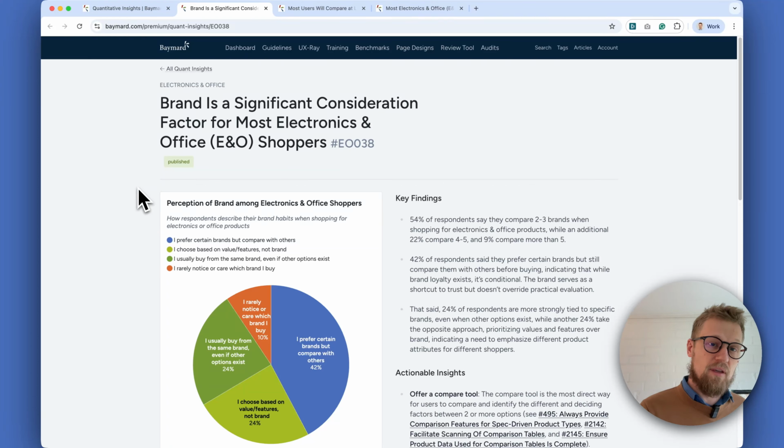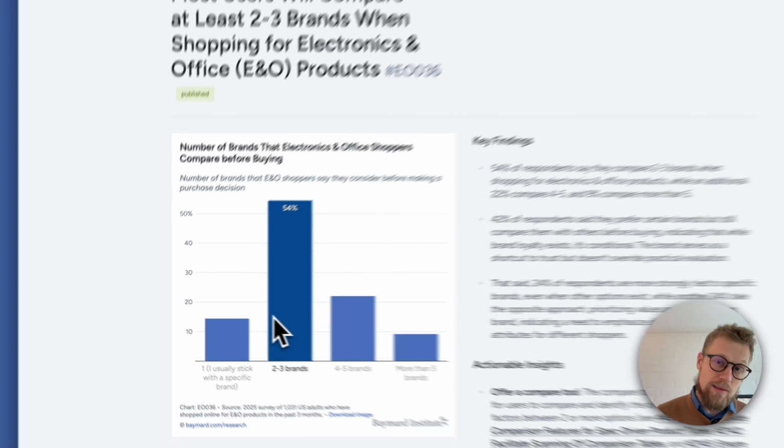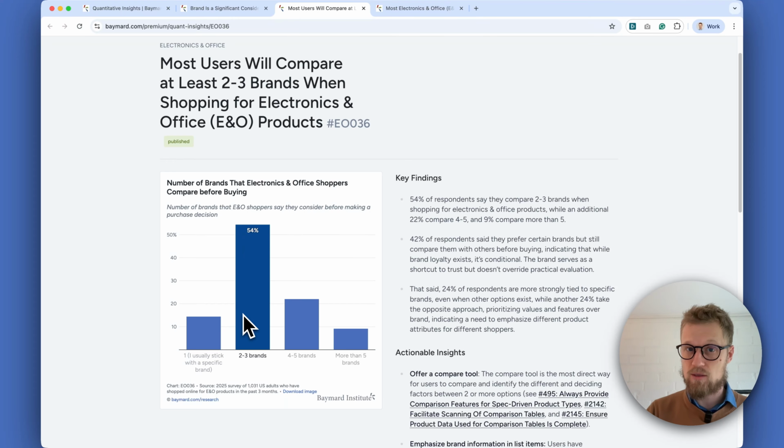Well, one of the Quant Insights that immediately meets the eye is that brand is a reasonable factor for some users in electronics, but most, when looking for electronic products, actually shop across multiple brands, or rather they try to compare at least 2 or 3 different brands. So the Quant Insights will give you answers like that.